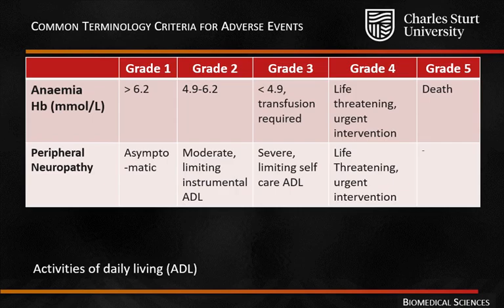When it gets worse, it's more severe and it can affect self-care. So can they dress themselves, feed themselves, walk around? Can they go to the toilet by themselves? Can they bathe themselves? Those are the kind of self-care activities of daily living. So you can see this is another step up. And then grade 4 becomes life-threatening. But notice that there's no grade 5. So generally peripheral neuropathy doesn't kill the patient, but it does make life really hard. And so adverse drug reactions can have different effects, and they do fit into these grade systems slightly differently.